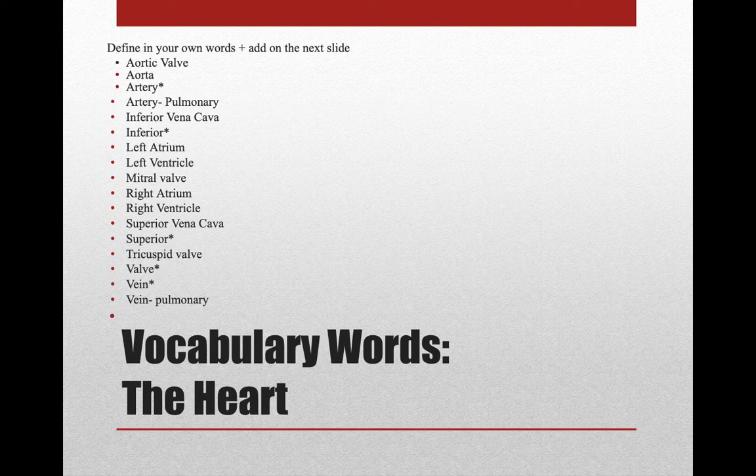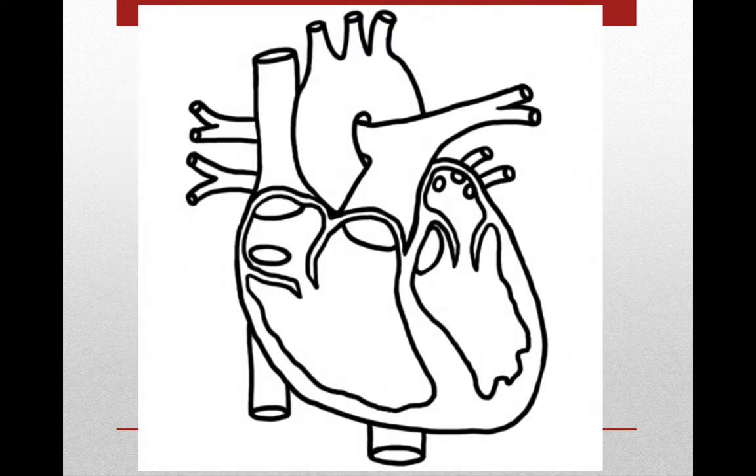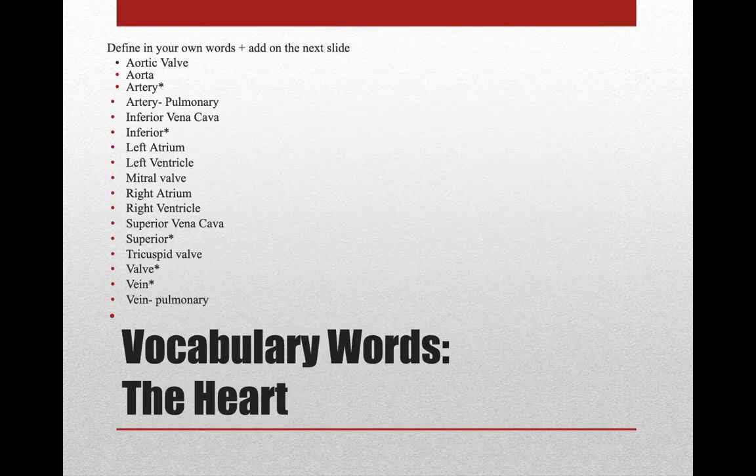What you're going to do for homework today is you're going to define these in your own words, and you're going to add them on this slide. So adding text boxes, you can copy this to a Word document if you'd rather. You can cut it out, print it out, and write on it, whatever you want. Okay? These with the little asterisk right here, those are not going to be included. You're just defining those, okay? Because artery is a general term, so you're just going to define what an artery is. You're going to define what inferior means, what superior means, what veins and valves mean, okay?